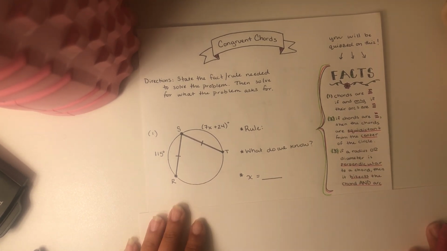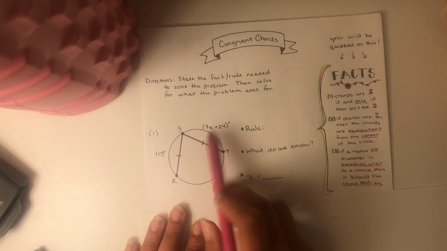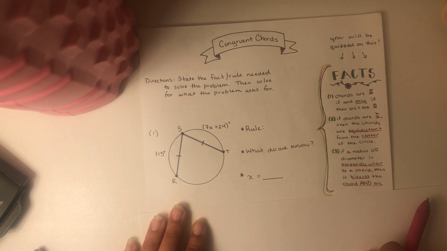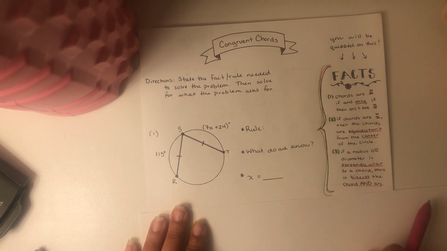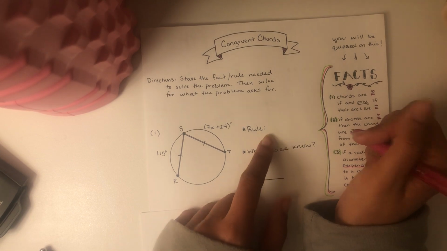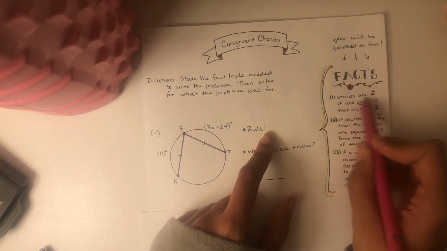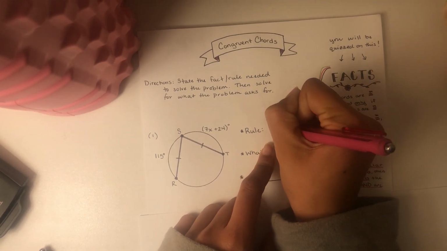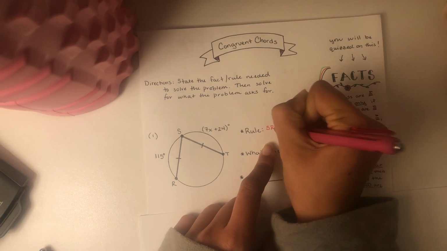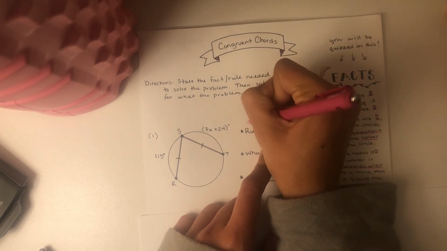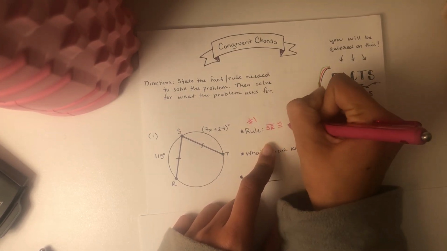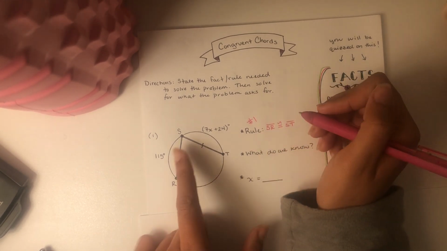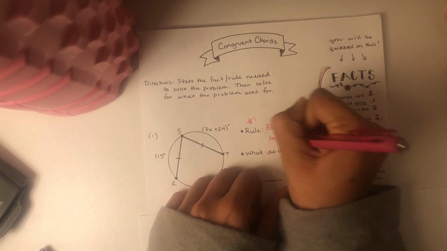All right, so rule. So if we wanted to solve this problem, which rule does it use? Number 1, number 2, or number 3? You can pause, try to figure out for a second. All right, so this is referring to rule number 1, right? So congruent chords means that there's congruent arcs, right? So since SR is congruent to ST, I know that because of these tick marks, that means that these two arcs will be congruent.